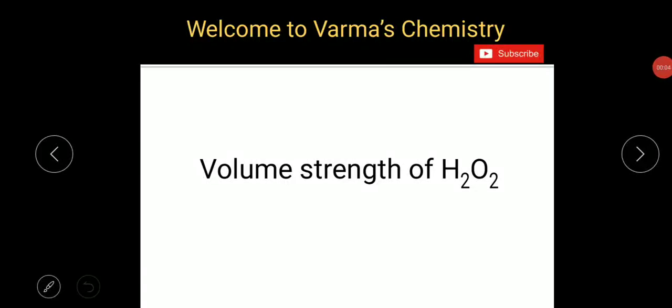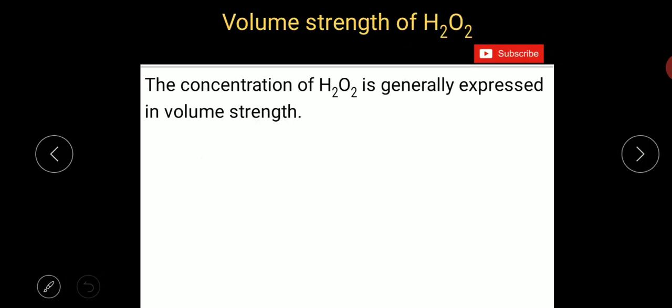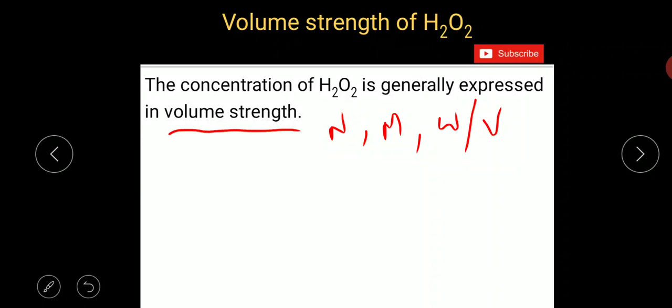In this video, I am going to tell you what is volume strength of hydrogen peroxide and how it can be determined. The concentration of hydrogen peroxide is generally expressed in volume strength. Not only that, it is expressed in normality, molarity and weight per volume percentage also, but mostly in the label of hydrogen peroxide you can see volume strength.